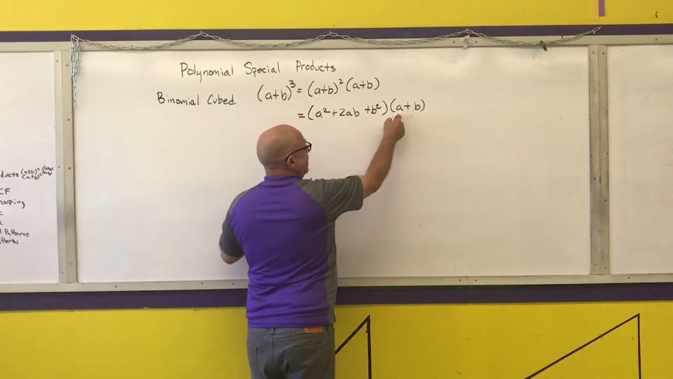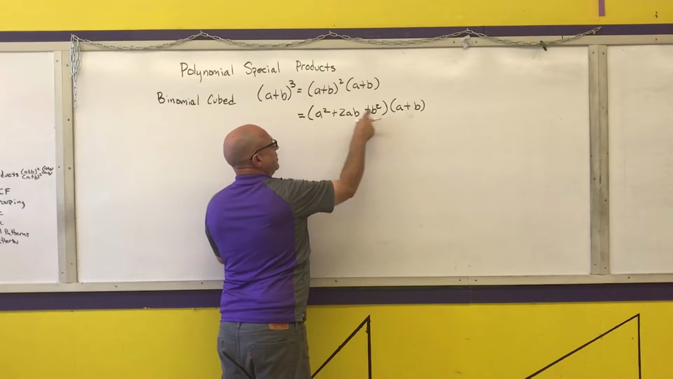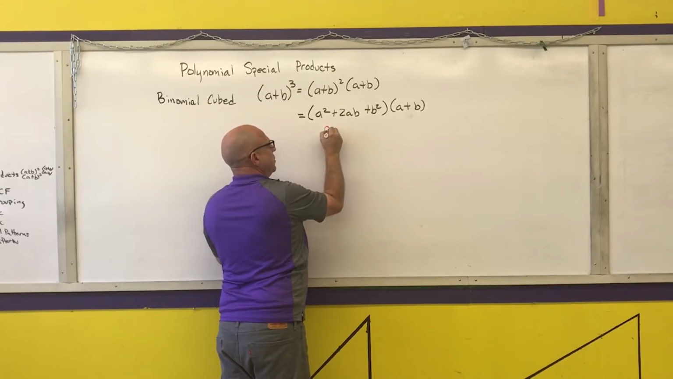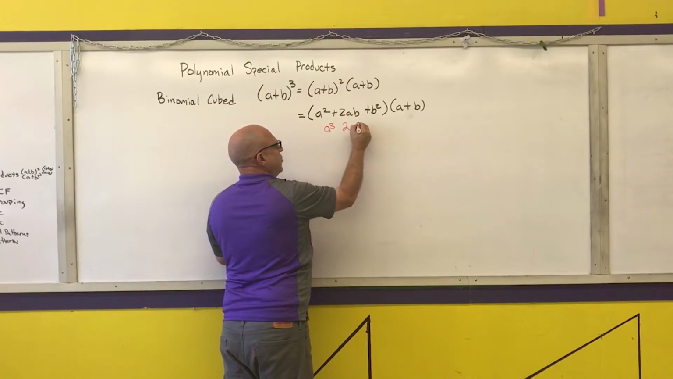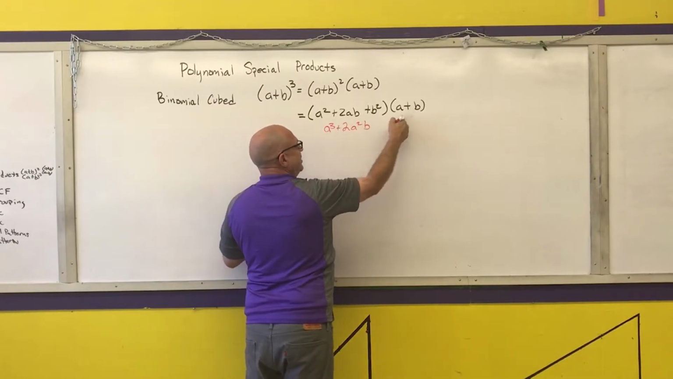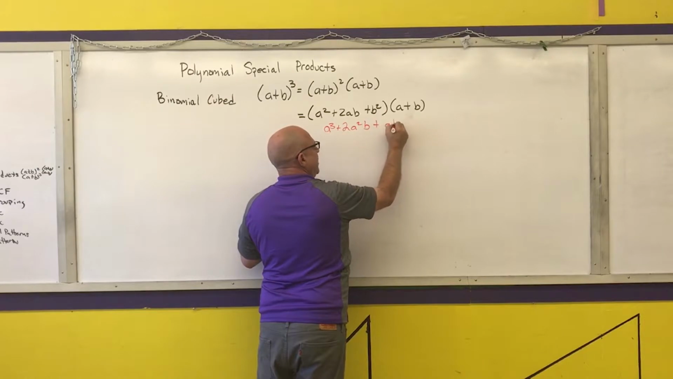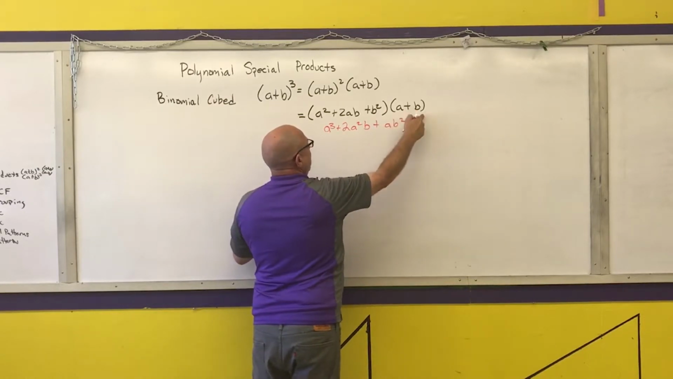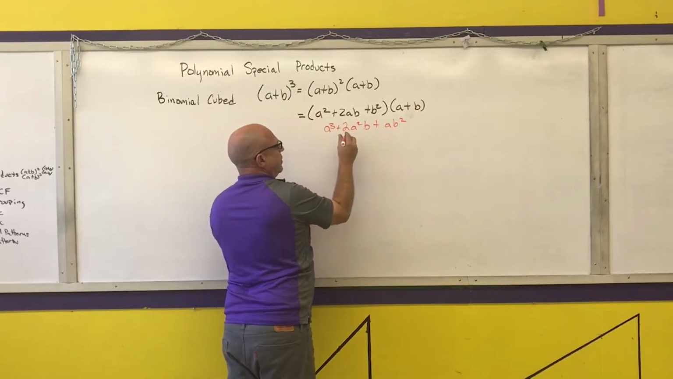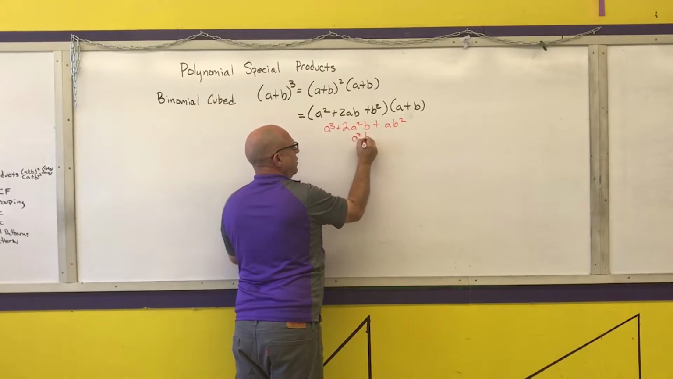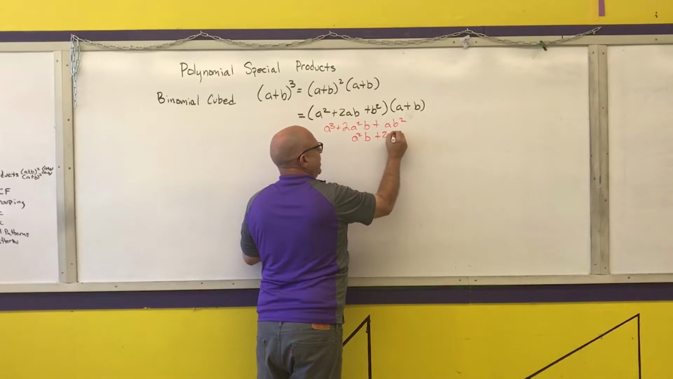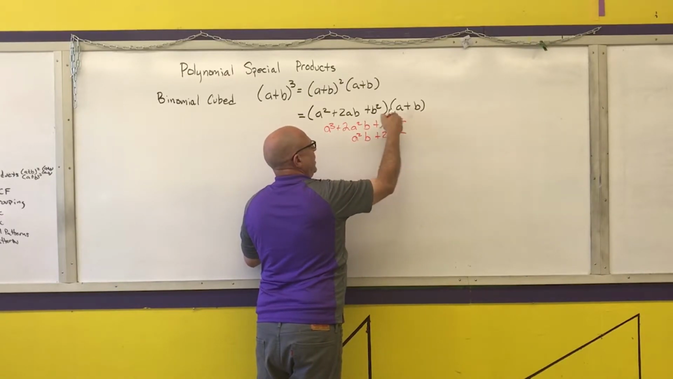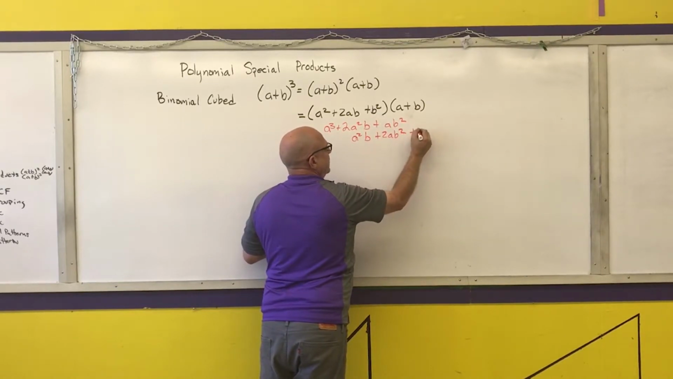I'm going to do a times everything in here. A times a squared is a cubed. A times 2ab is 2a squared b. A times b squared is ab squared. B times a squared is a squared b. B times 2ab is 2ab squared. And b times b squared is b cubed.